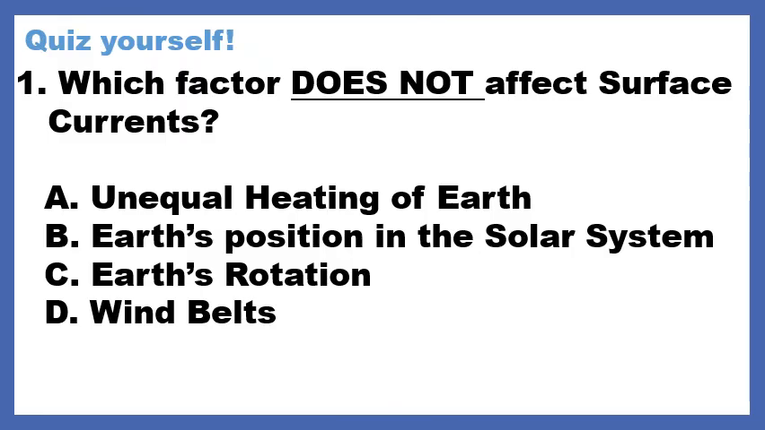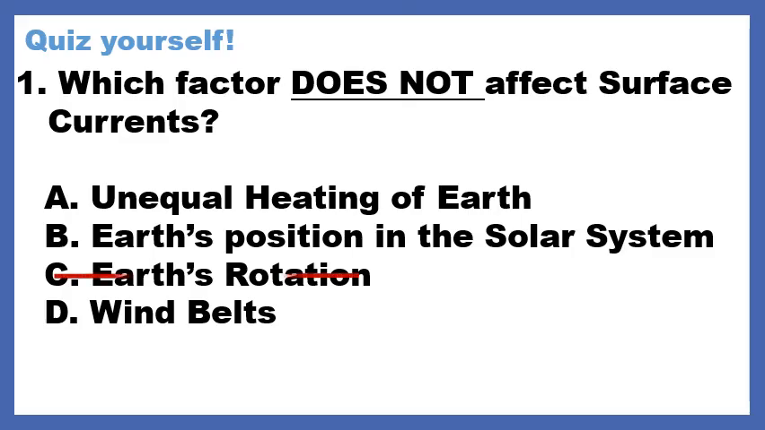All right, let's end with a quiz. Which factor does not affect surface currents? Is it A, unequal heating of Earth, B, Earth's position in the solar system, C, Earth's rotation, or D, wind belts? 5, 4, 3, 2, 1.